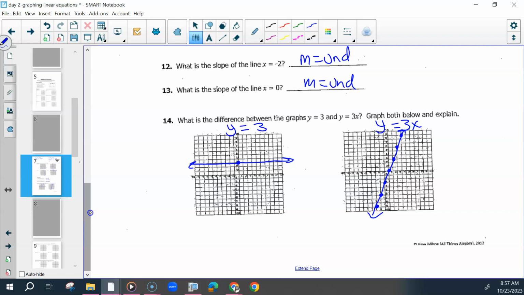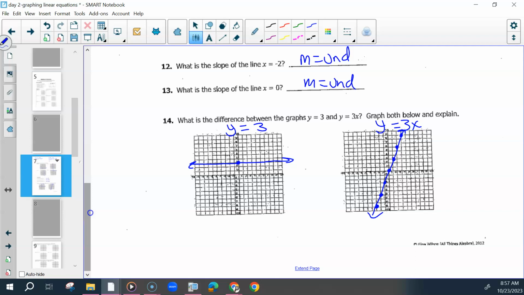What about the equations themselves? What's different? One has an x, one does not. So all of your x equals and y equals, horizontal and vertical lines, will just have a number. The other ones will have input, output.